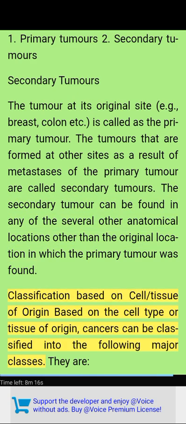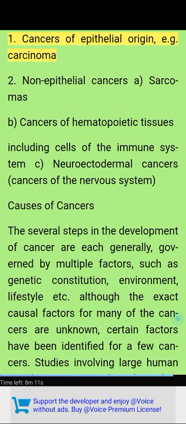Classification based on cell tissue of origin. Based on the cell type or tissue of origin, cancers can be classified into the following major classes. They are: 1. Cancers of epithelial origin, e.g., carcinoma. 2. Non-epithelial cancers or sarcomas. 3. Cancers of hematopoietic tissues, including cells of the immune system. 4. Neuroectodermal cancers, cancers of the nervous system.